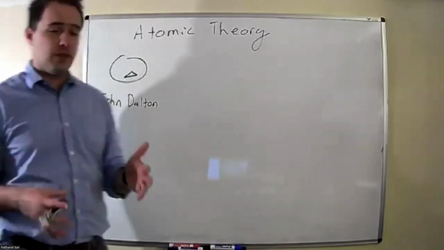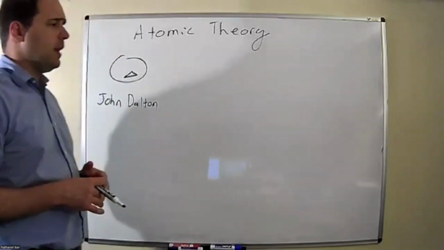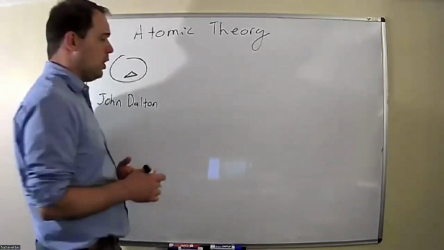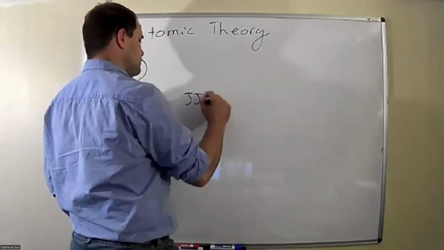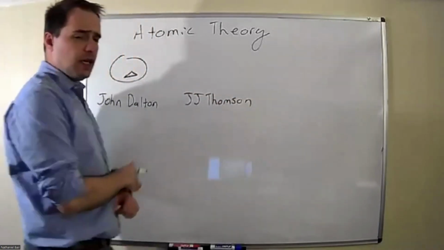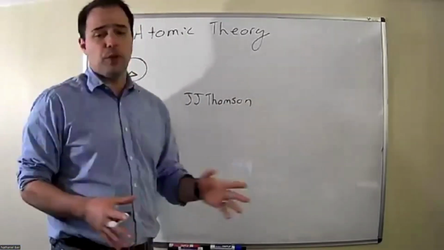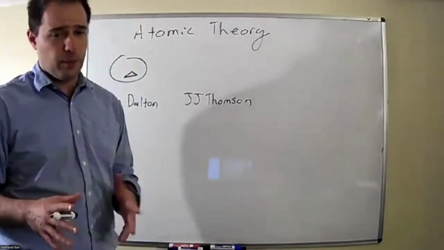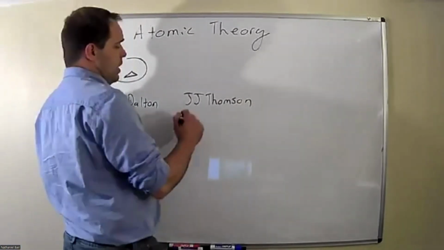This idea of the atom exists for a few decades, maybe 50 years, 60 years. And then another British scientist comes along by the name of J.J. Thomson. And I've seen it spelled with a P, and I've seen it spelled without a P. And I believe it's spelled without a P. I think he spelled it without a P. And J.J. Thomson discovers the electron.